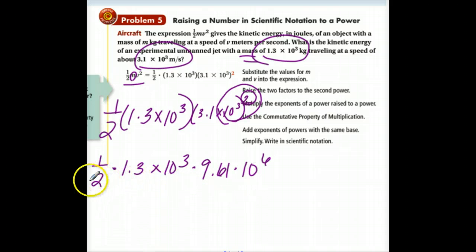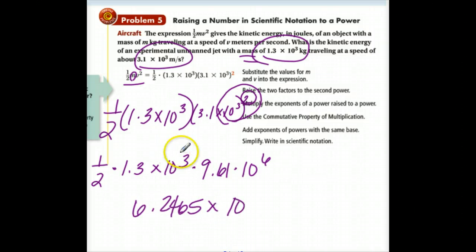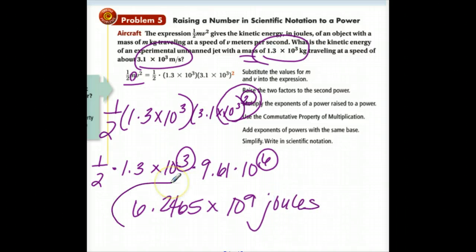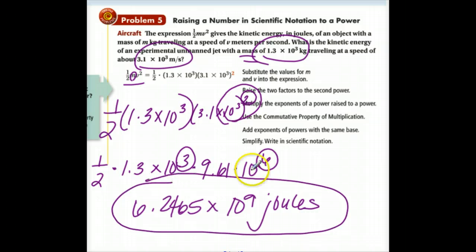Now I can combine. I'm going to multiply 1/2 times 1.3 times 9.61. I get 6 point, what am I going to round it to? I'll keep all the digits. 6.2465 times 10. We have to the 3rd and to the 6th. I can add those exponents. 10 to the 9th joules is my final answer. So it works the same with scientific notation. Just go part by part.